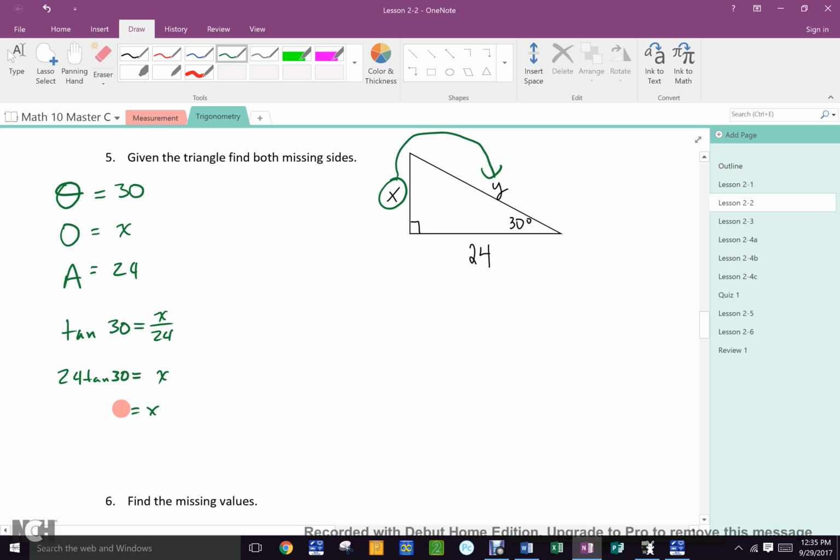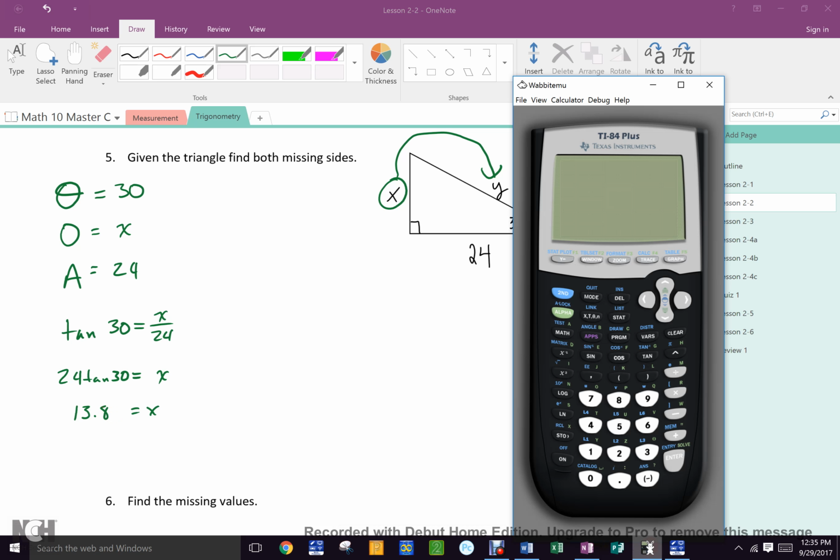x, and x equals 13.8. Whatever. 13.8 is fine. Now stop. Everybody on their calculator should be looking at a giant number. 13.865, blah, blah, blah. Right? 24 tan 30. 13.85, blah. Yes? Everybody cool?